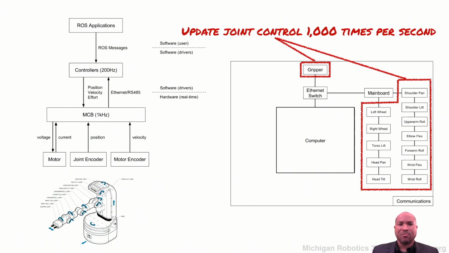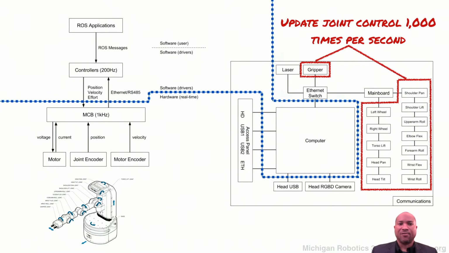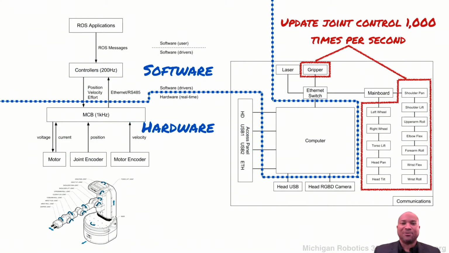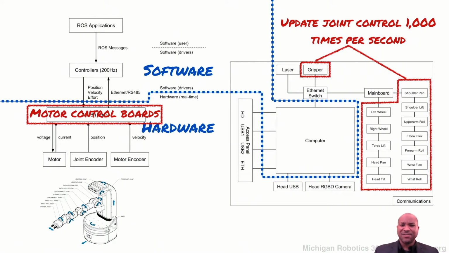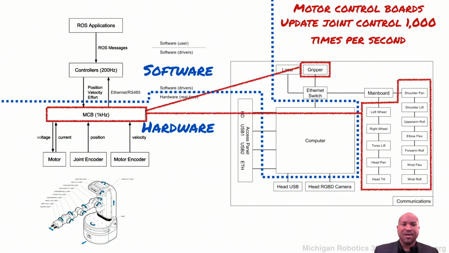But a lot of times, what people do is instead of trying to do this in software, they'll actually do it in hardware. So if we drew a line here and asked what the hardware-software boundary is that we'd see in our robot, the motor control boards that do the updating 1,000 times per second actually sit in hardware. They're dedicated hardware that run these routines bare metal. And those motor control boards are responsible for doing this. So that sits in the hardware.